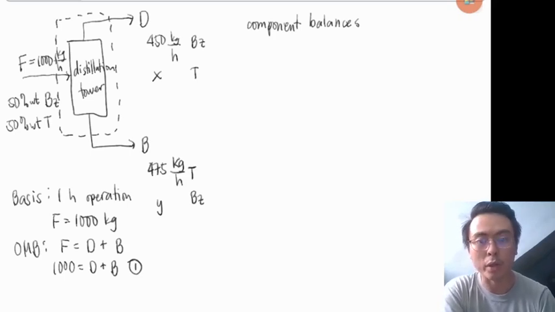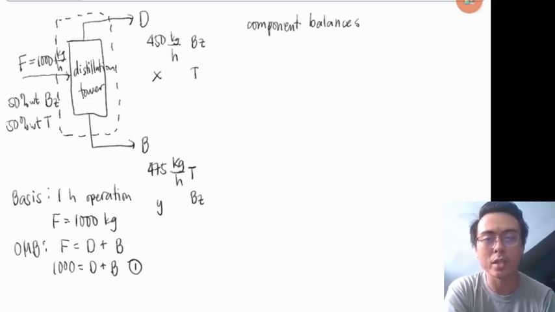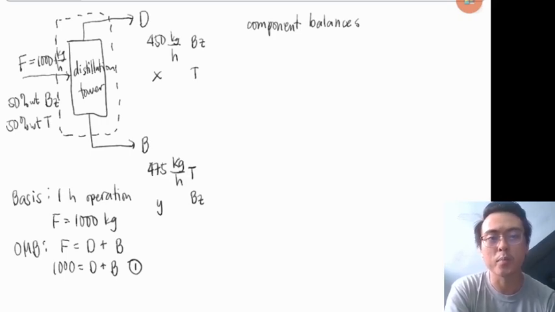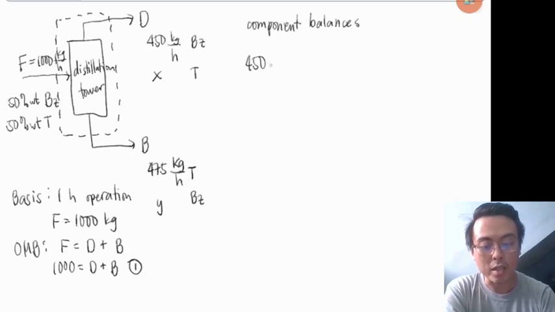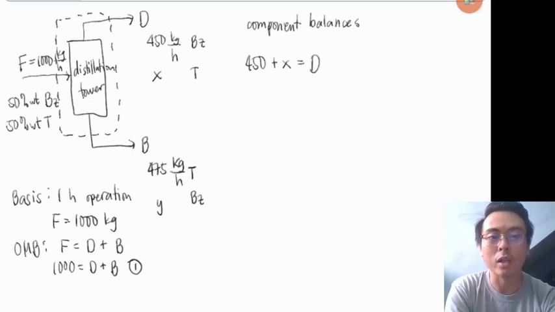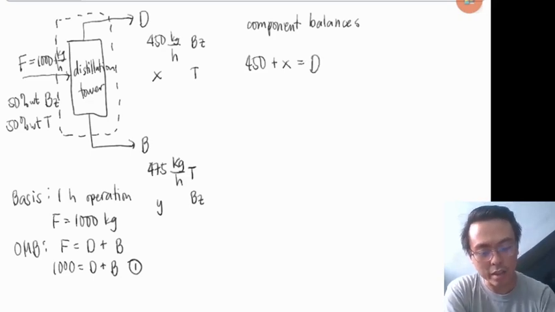Before we go to our component balance, we first use our common sense and take a look at the distillates. If you take a look at the distillates, you only have two components there, that's the benzene and the toluene. Therefore, logic would state that if you add the amount of benzene to the amount of toluene, then you should be able to arrive with the amount of distillates. In terms of mathematical variables, we represent that as 450, which is the amount of benzene, plus X, which is the amount of toluene, is equal to D, or the total distillates. That is another equation.